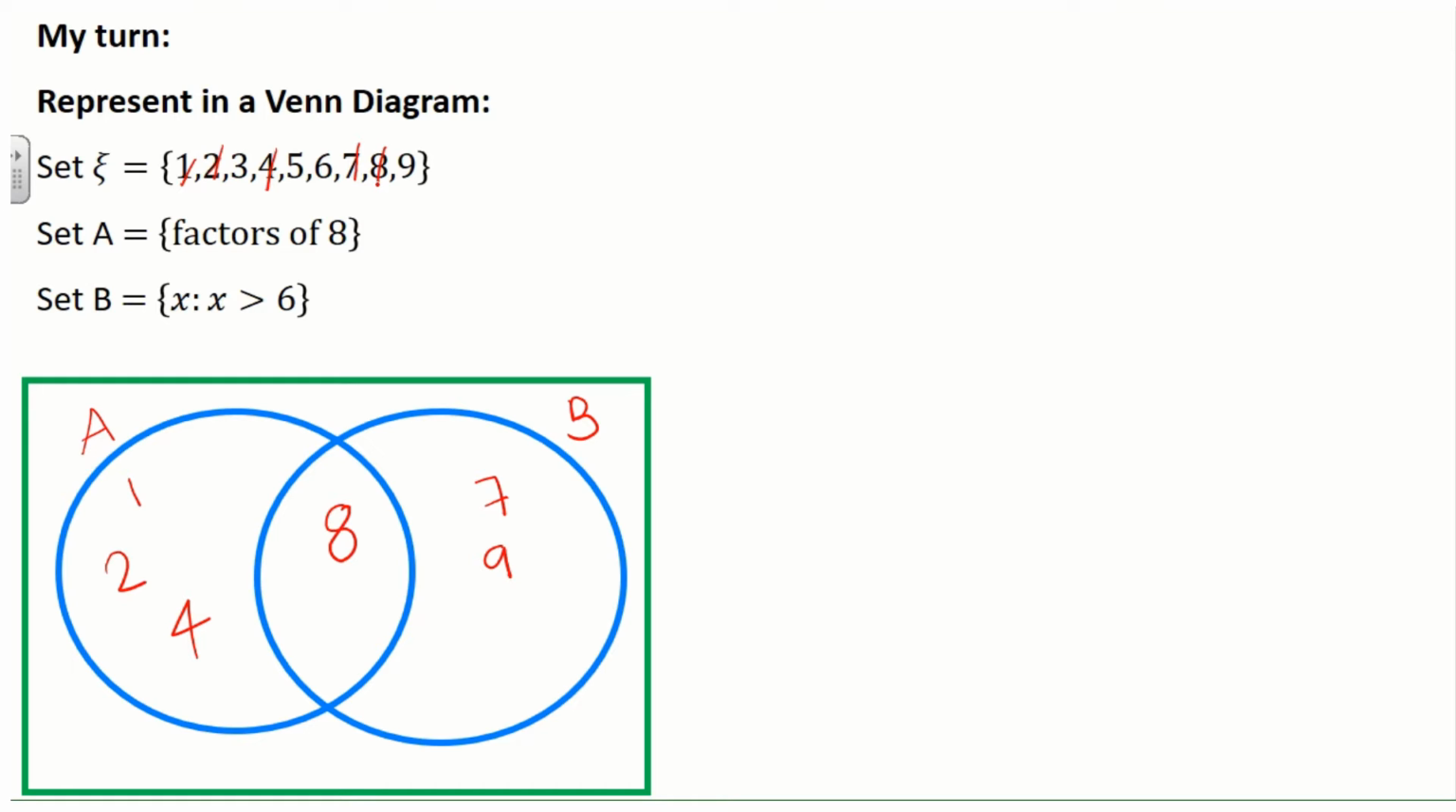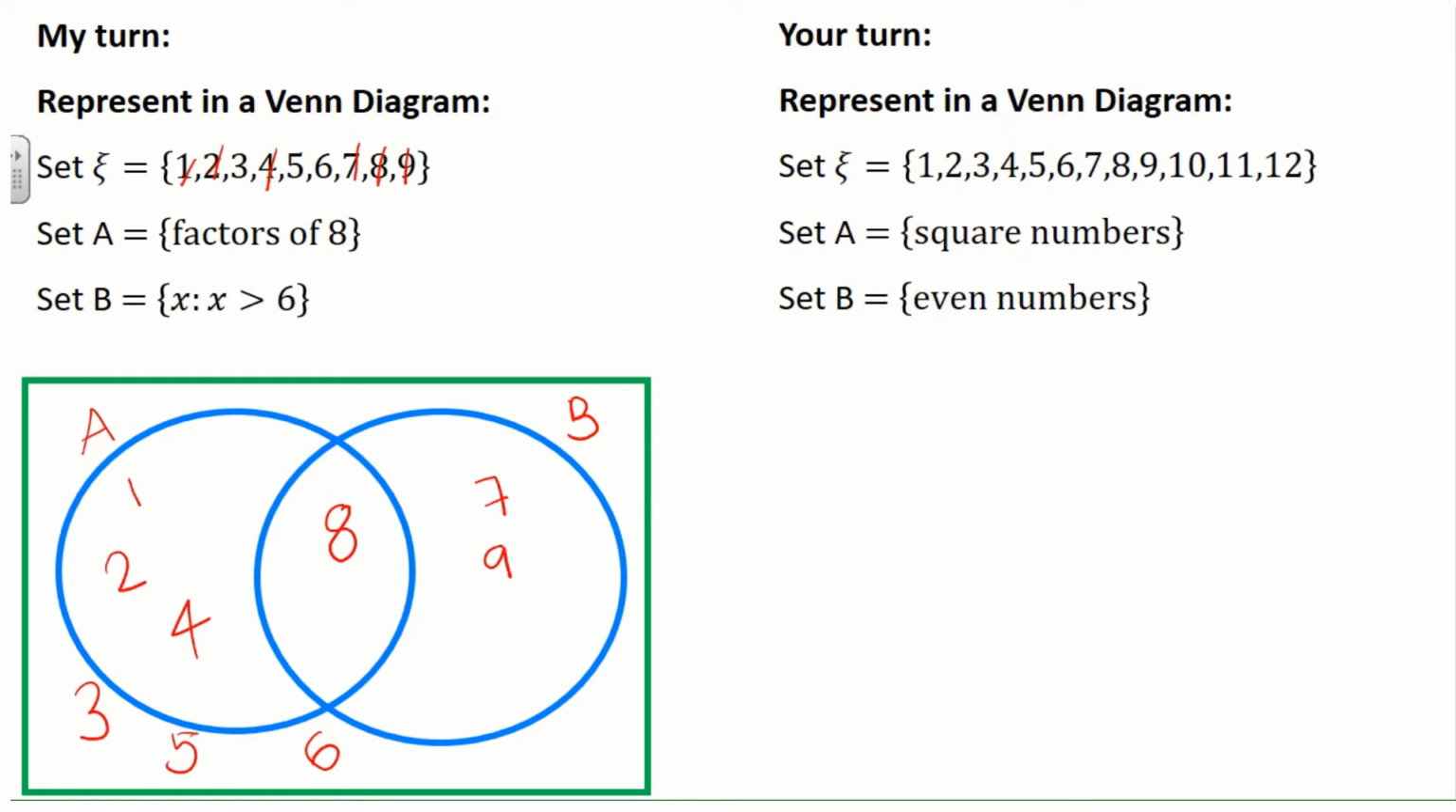7, 8, and 9. So on the outside down here, I'm going to be writing 3, 5, and 6. Okay, so now what I'd like you guys to have a go at doing is this one.